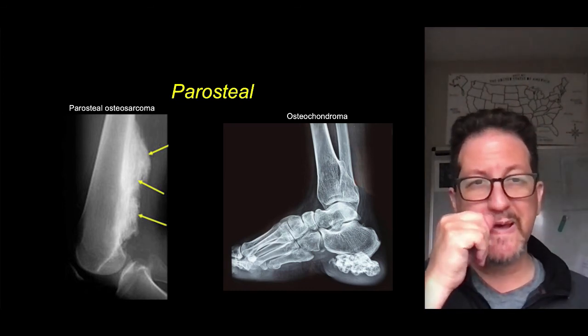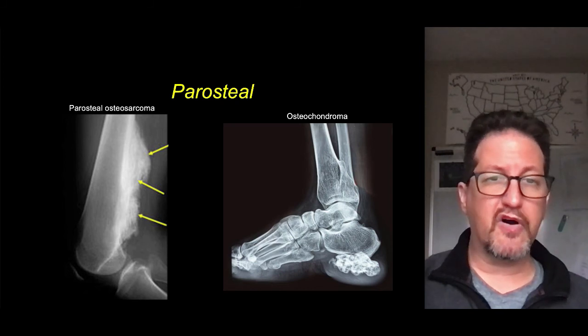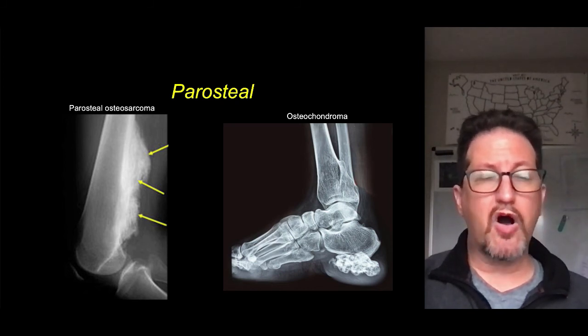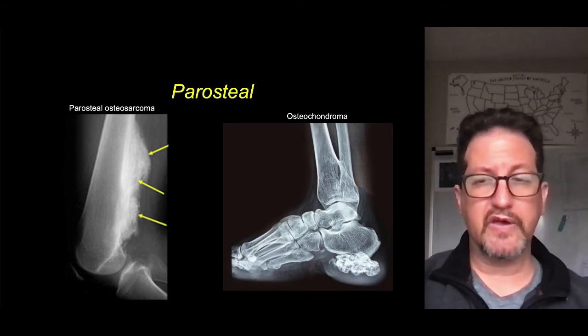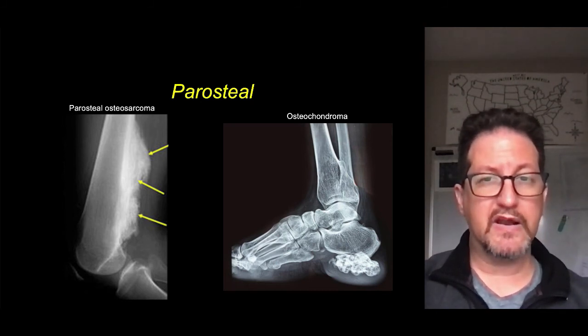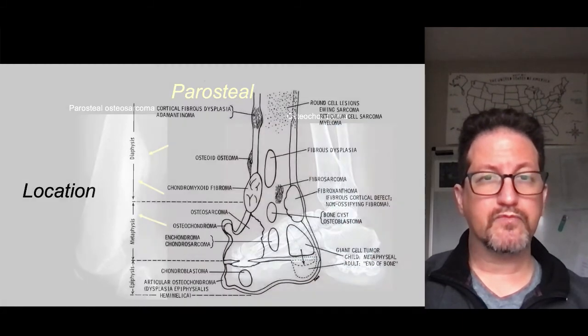You can see that tumor, that mass of sclerotic bone, is coming off of the cortex, and it doesn't appear to be involving the medullary cavity at all. So these have better prognoses, actually.